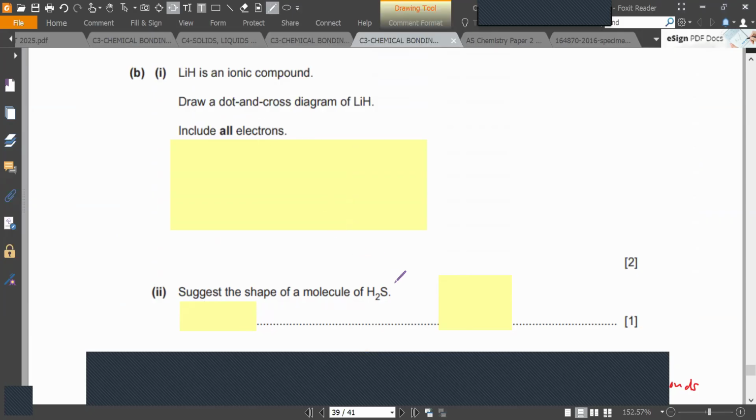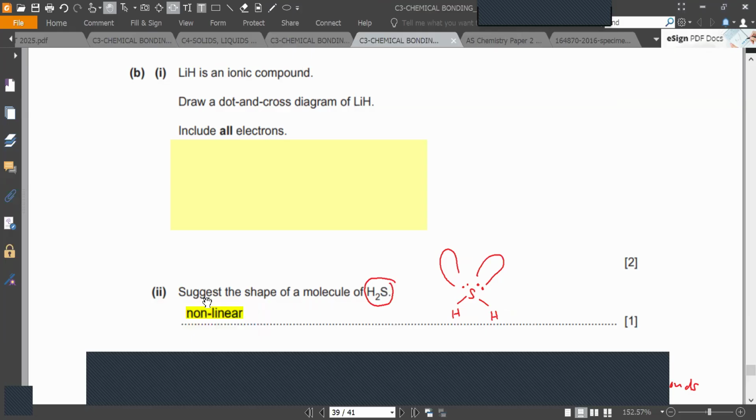Next, suggest the shape of the molecule of H2S. I will give the structure straight away, unless you are not sure, in which case we can go through how to do it. To save time, I just give it straight away. It's like water. Because we have the two lone pairs there, it is going to have a non-linear shape, or bent shape.